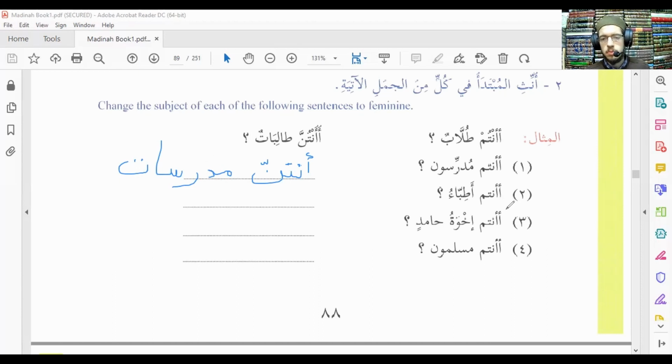Very good. أنتم, next one. أطباء. Are you doctors? And of course we would have أأنتن, the sound feminine plural for أطباء, which is طبيبات.